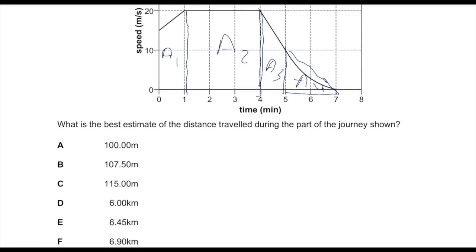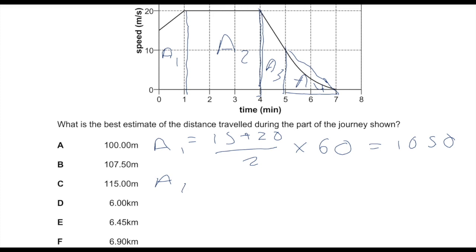So, area 1 is equal to 15 plus 20 over 2 times by 60. The reason why I say 60 is because the speed is given in meters per second, but the x-axis is in minutes. So we have to convert the x-axis into seconds. And that gives us 1050.